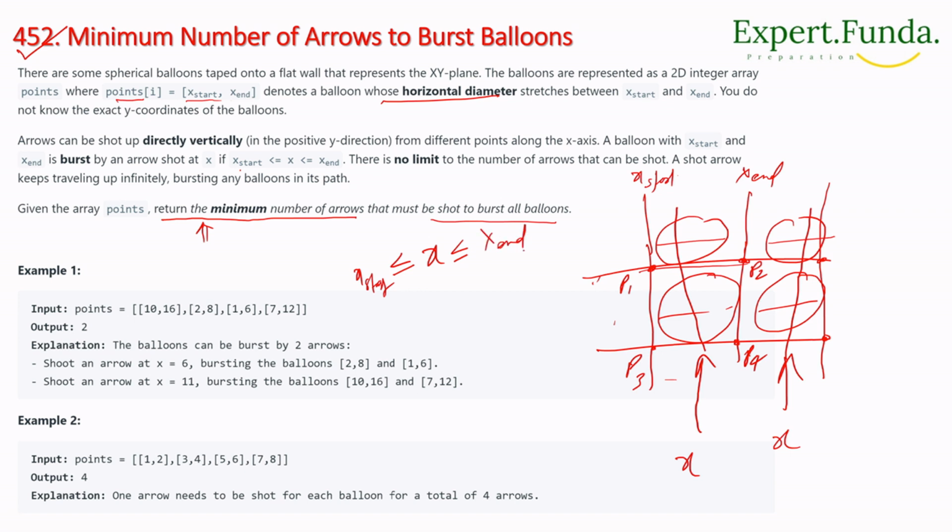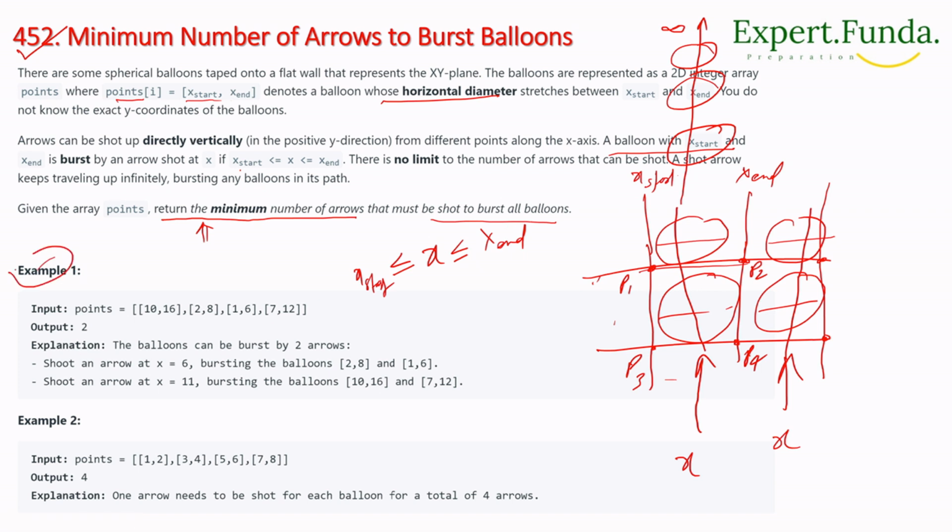Okay, so now there is no limit to the number of arrows that can be shot. It can shoot any number of arrows. There can be many balloons. Okay, now a balloon with the x start and x end is done, right? So an arrow keeps traveling up infinitely, bursting any balloons in its path, so it will go till infinity. Okay, now we have to return, given the array points which is already given, the minimum number of arrows that must be shot to burst all the balloons, right? So let's understand the example first.